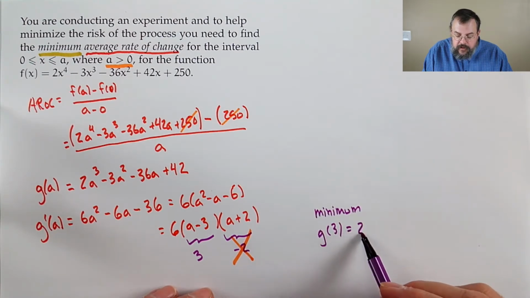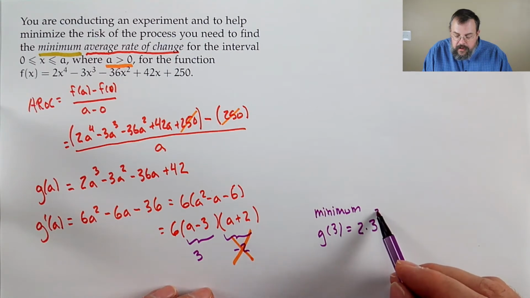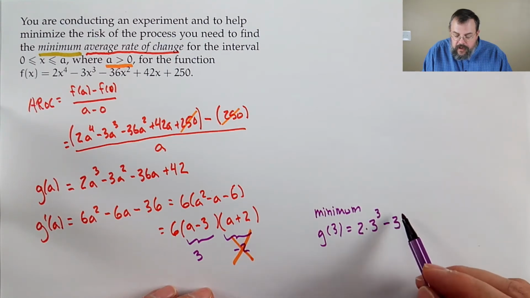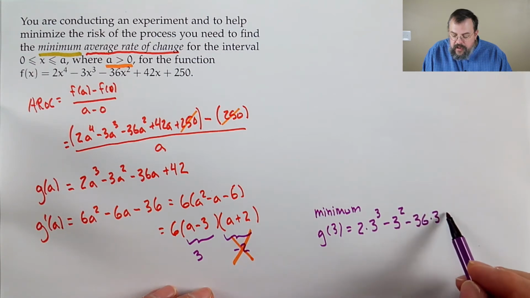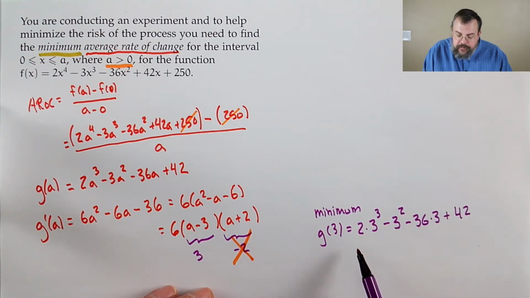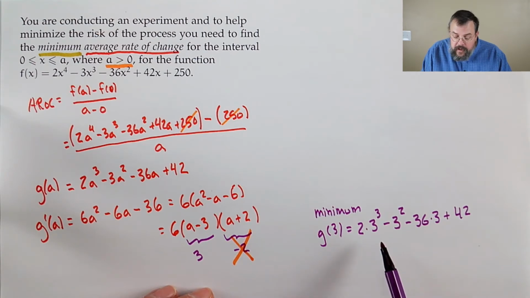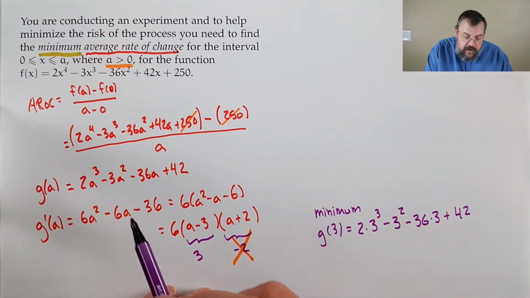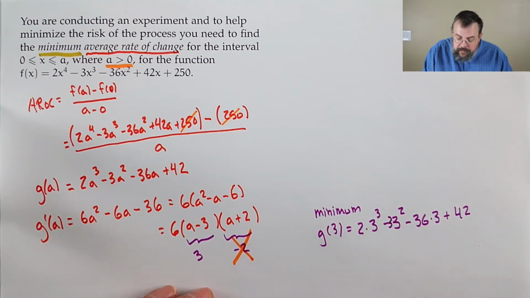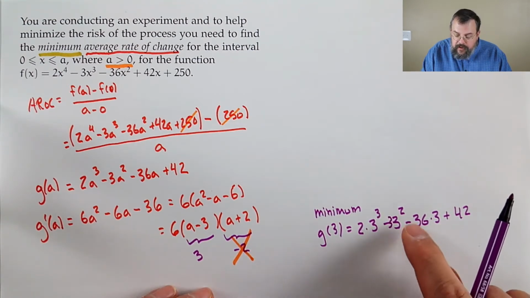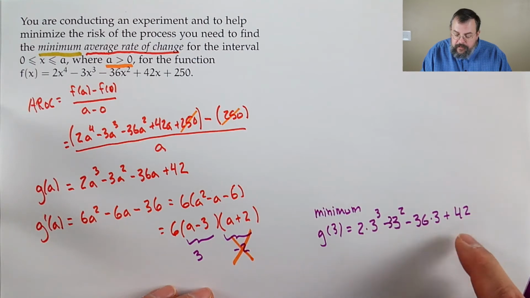Well, that's 2 times 3 cubed minus 3 squared. Subtract 36 times 3 and add 42. Well, that's a lot of work. Whoops, I forgot a 3 times. So there's another 3 here, right? So 2 times 3 cubed, 3 times 3 squared, 36 times 3, and 42.